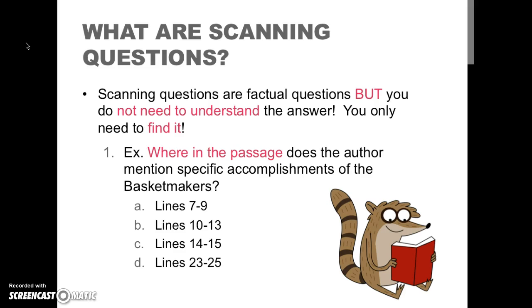For example, where in the passage does the author mention specific accomplishments of the basket makers? A, B, C, D are all lines. Lines 7 to 9, 10 to 13, 14 through 15, or 23 to 25. Now you see in the question, it says, where in the passage? This means that you need to find where it is. You do not need to answer the question.